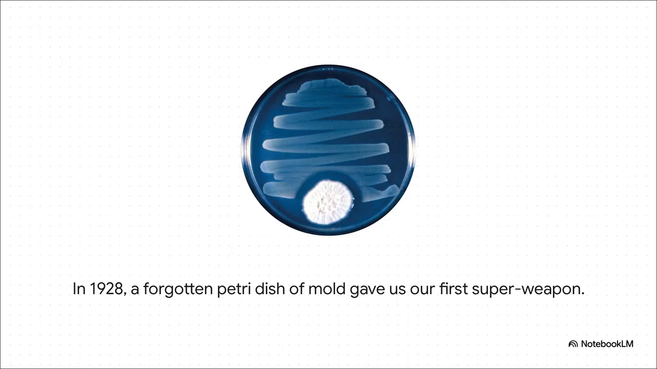And our story kicks off like so many great scientific breakthroughs, with a total accident. It's 1928, and a scientist named Alexander Fleming gets back from vacation, only to find that a stray mold spore had contaminated one of his petri dishes. And he noticed something incredible. Everywhere that mold grew, the bacteria around it just died. He had stumbled onto penicillium, and just like that, we had our very first antibiotic.